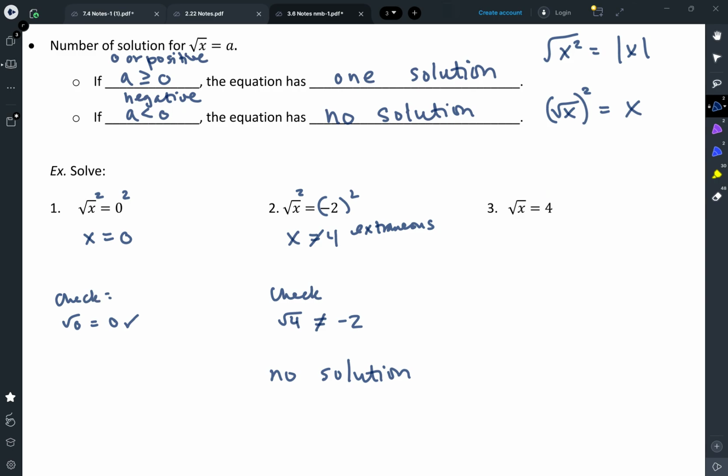All right, on the next one, we're going to go ahead and square both sides. So we have x equals 16. Let's do a quick check. Square root of 16, does that equal 4? Yes, we're good to go again.